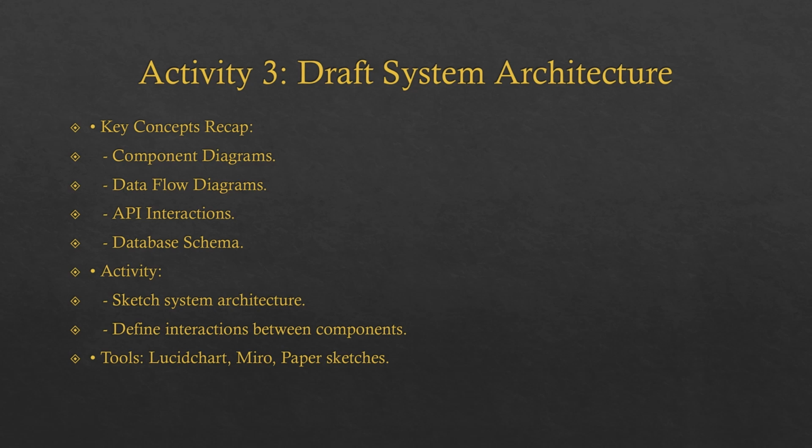Now it's time to draft our system architecture. We will cover key concepts such as component diagrams, data flow diagrams, API interactions, and database schema. Our goal is to sketch the system's architecture and define how the different components will interact with one another. We can use tools like Lucid Chart, Miro, or even paper sketches for this activity.